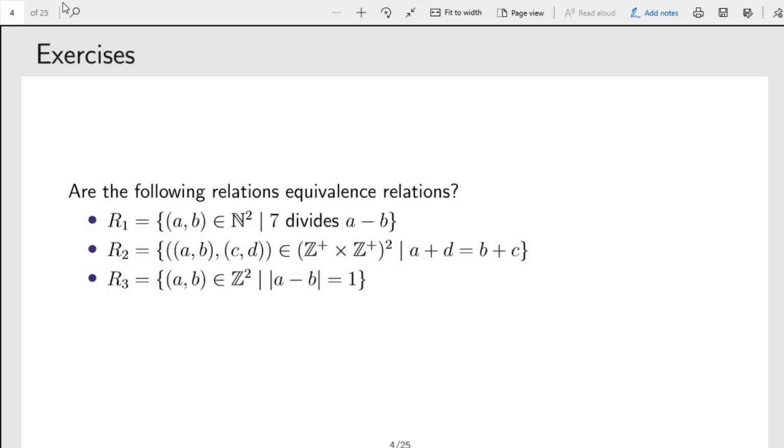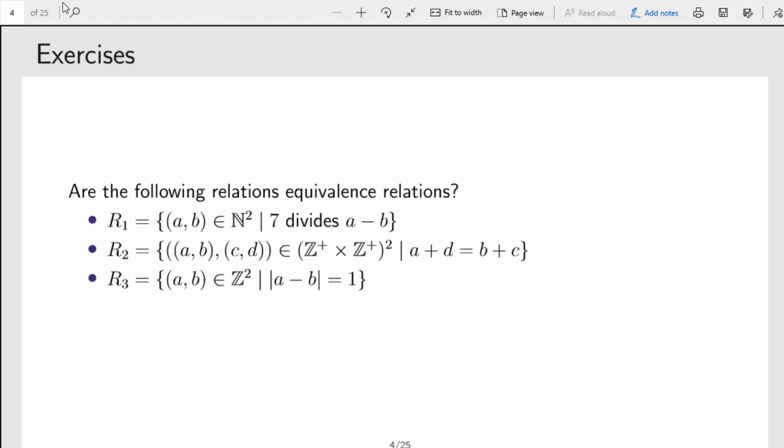you have a relation between pairs of positive integers. So it's not between two positive integers, but rather between a pair of positive integers and another pair of positive integers. So the Cartesian product looks like that. So two pairs a comma b and c comma d are in R2 if and only if a plus d is equal to b plus c.